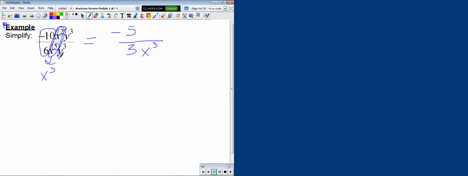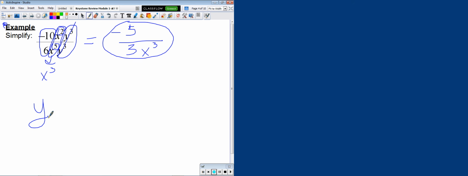Then I'm going to do the same thing with the y's. y cubed over y cubed. 3 minus 3 is 0. So when I subtract the exponents and the result is 0, basically what we say there is that these y's are going to cancel each other out, and I don't put anything in the fraction for the y's. So the answer to this would just be negative 5 over 3x cubed.